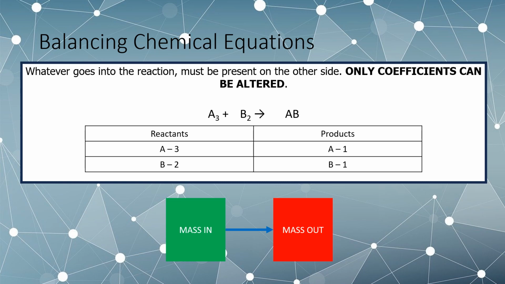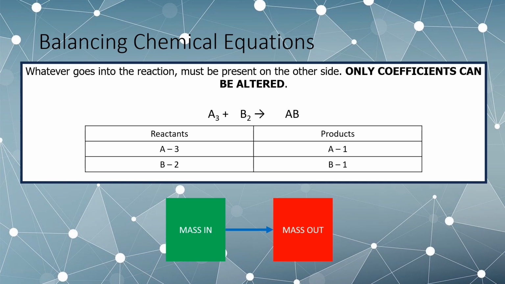Before we get into some real examples, let's look at a basic template. So we know whatever goes into the reaction must be present on the other side. The same amount must be present on both sides. Now, we need to be careful, and this comes back to those two numbers I talked about. Remembering coefficients are our numbers in front of the letters, and subscripts are the numbers beneath the letters. We can only change the coefficients when we're balancing a chemical equation. We're not allowed to change the subscript.